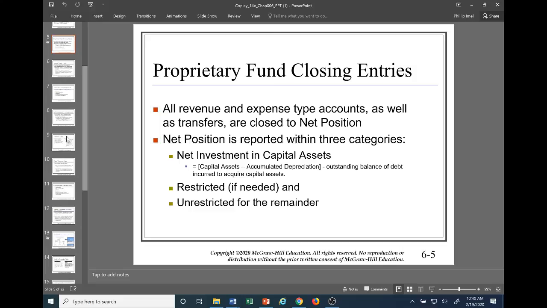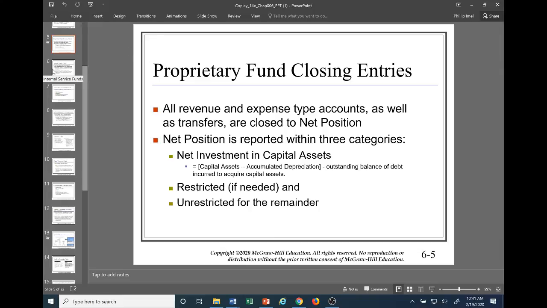Remember, in the 5 we had the non-spendable and the spendable categories. Well, in this one, for proprietary ones on the balance sheet, we just have 3 categories, and it's the net position. And just know it's the net investment in capital assets, restricted, unrestricted. It's really not bad. The only confusing part, I believe, is the net investment in capital assets. And it's just that lingering debt that's outstanding that is what that nuance is in that, right? So good on that. Net positions in three categories.